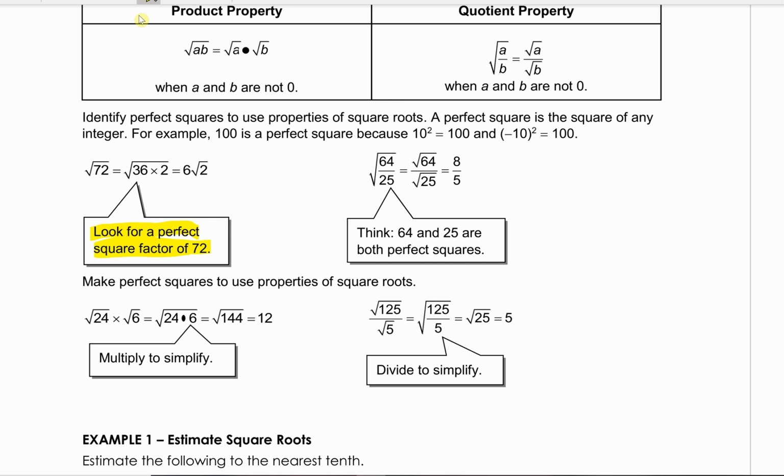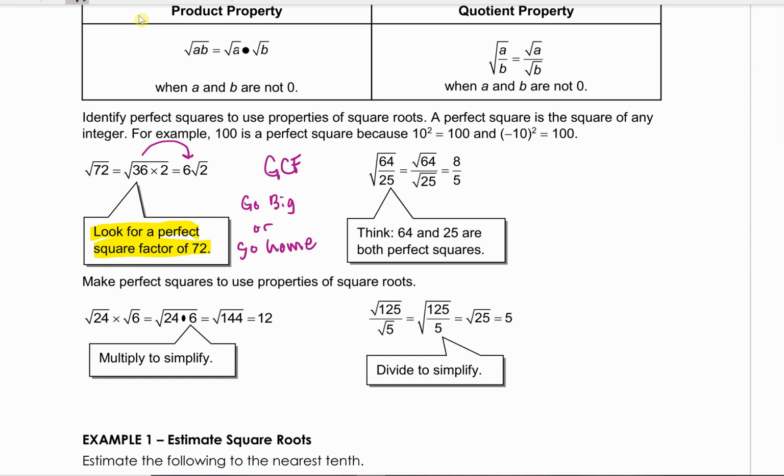And you want to go big or go home. You want the biggest one possible. Go big. We want the greatest perfect square factor. So 36 times 2 is 72, and the square root of 36 is 6. So we get 6 times the square root of 2.